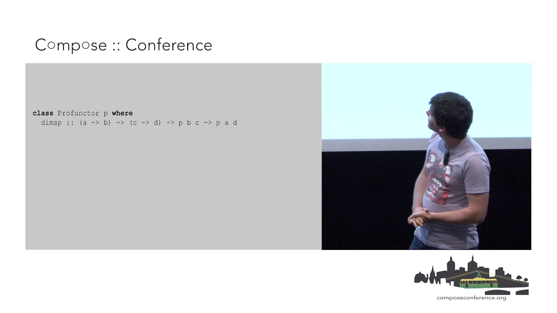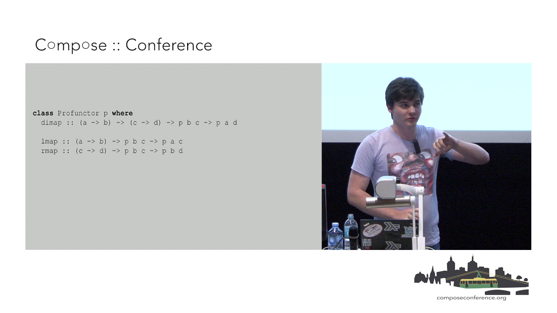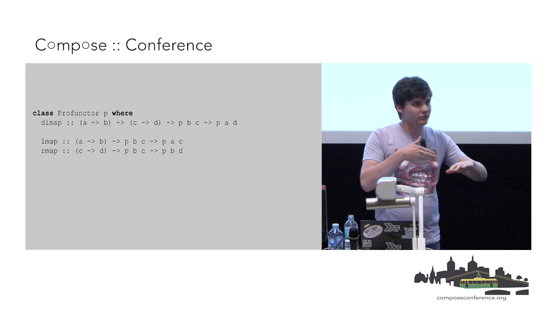Right? And of course, as with bifunctors, we can contramap on the left and we can map on the right independently of one another, or we can use dimap to do both at once. Who can guess what's coming up next? It's laws!